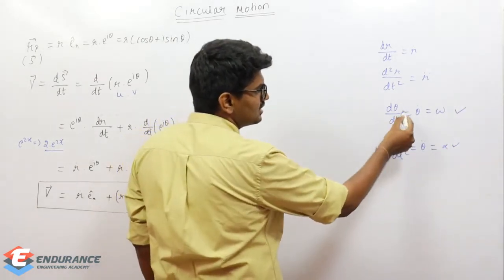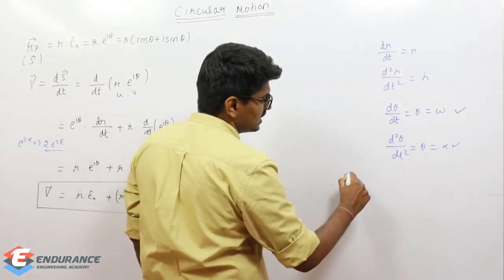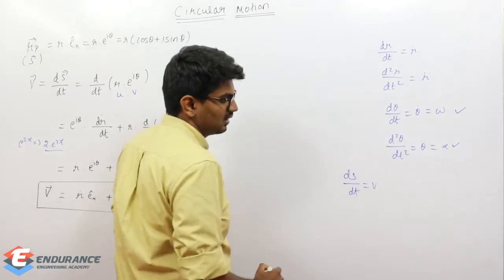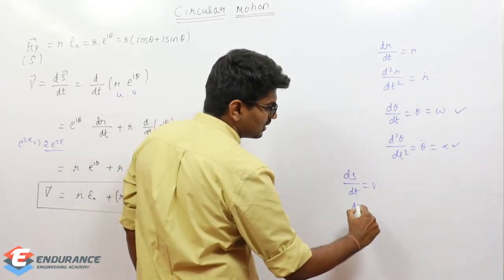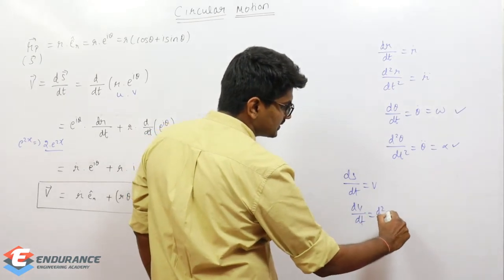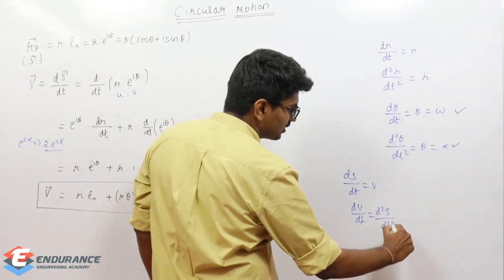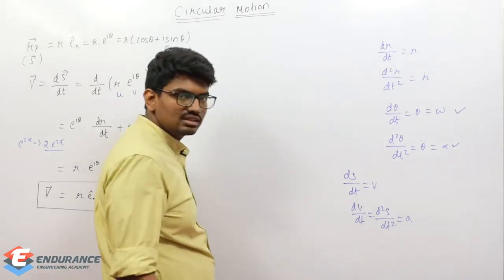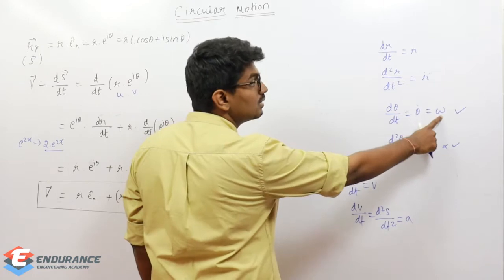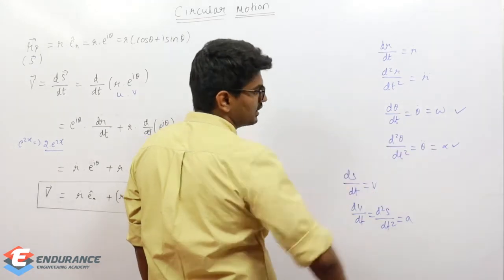Now angular velocity and angular acceleration, what do they mean? Just angle changes with respect to time. See, simply, spatial change with respect to time is linear velocity, right? And similarly, velocity change with respect to time, which is nothing but d square s by dt square, is acceleration. Similarly, this is angle change. Angle change with respect to time will be angular velocity, which is going to be omega or theta dot.